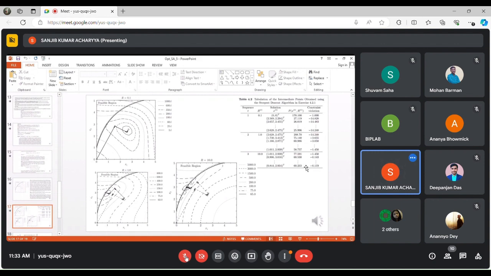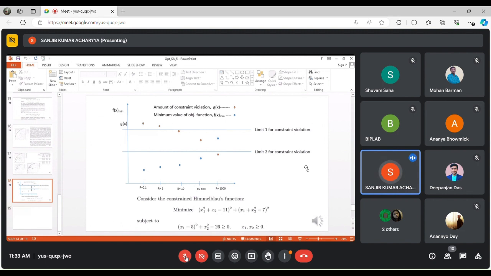Now, this is my last presentation. You are a designer. You have to satisfy the constraints, and also you have to minimize or maximize the given objective function to get an optimum solution.